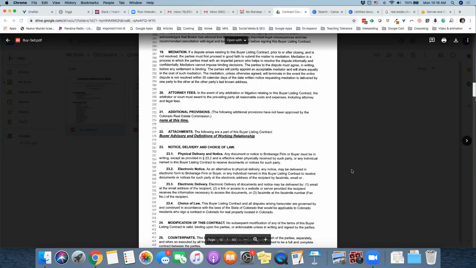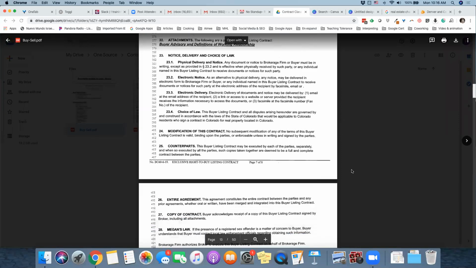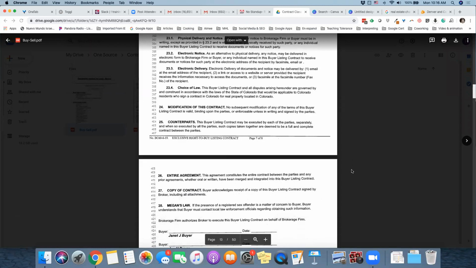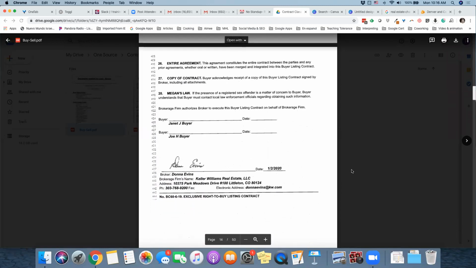And then 23 all the way down to 28, which is Megan's Law, is where the buyer signs, and your signature should already be on there. These are the first three documents. These documents are the first three documents you put together when you're meeting with a buyer in a buyer consultation.